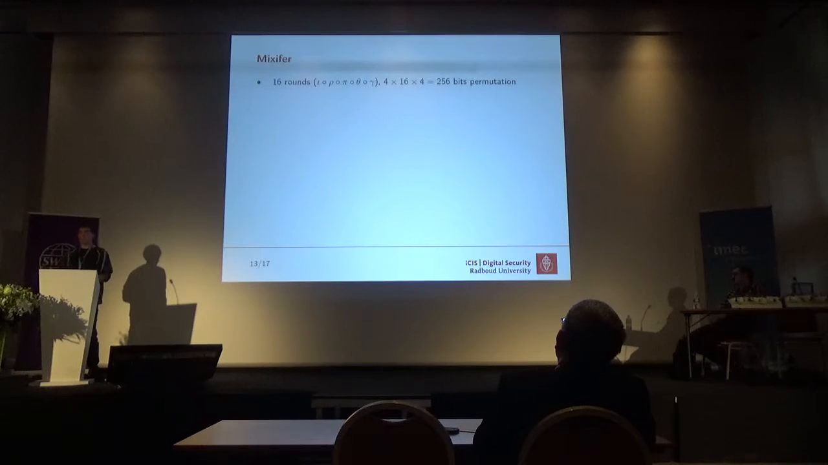which has dimensions 4 by 16, and every cell is 4 bits, so there are 4-bit S-boxes. And a round consists of several steps, where the first is a 4-bit S-box, and we chose this rotationally symmetric S-box, given here by the first Boolean function, for implementation efficiency reasons.